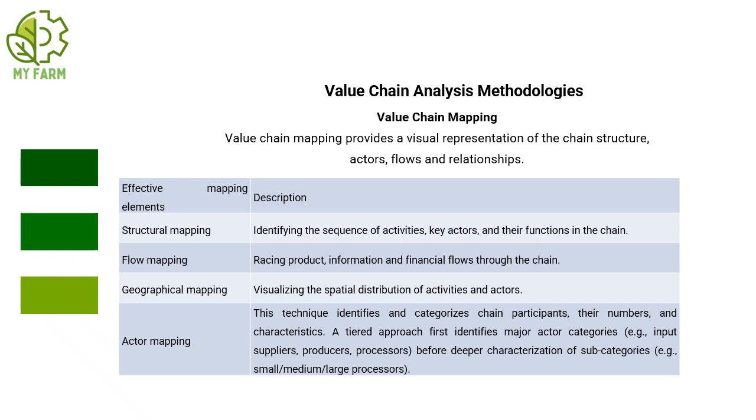Geographical mapping visualizes the spatial distribution of activities and actors. This can reveal important clustering effects, transportation challenges, or opportunities for regional development. Actor mapping identifies and categorizes chain participants, their numbers, and characteristics. This technique uses a tiered approach, first identifying major actor categories like input suppliers, producers, and processors, before conducting deeper characterization of subcategories such as small, medium, and large processors.